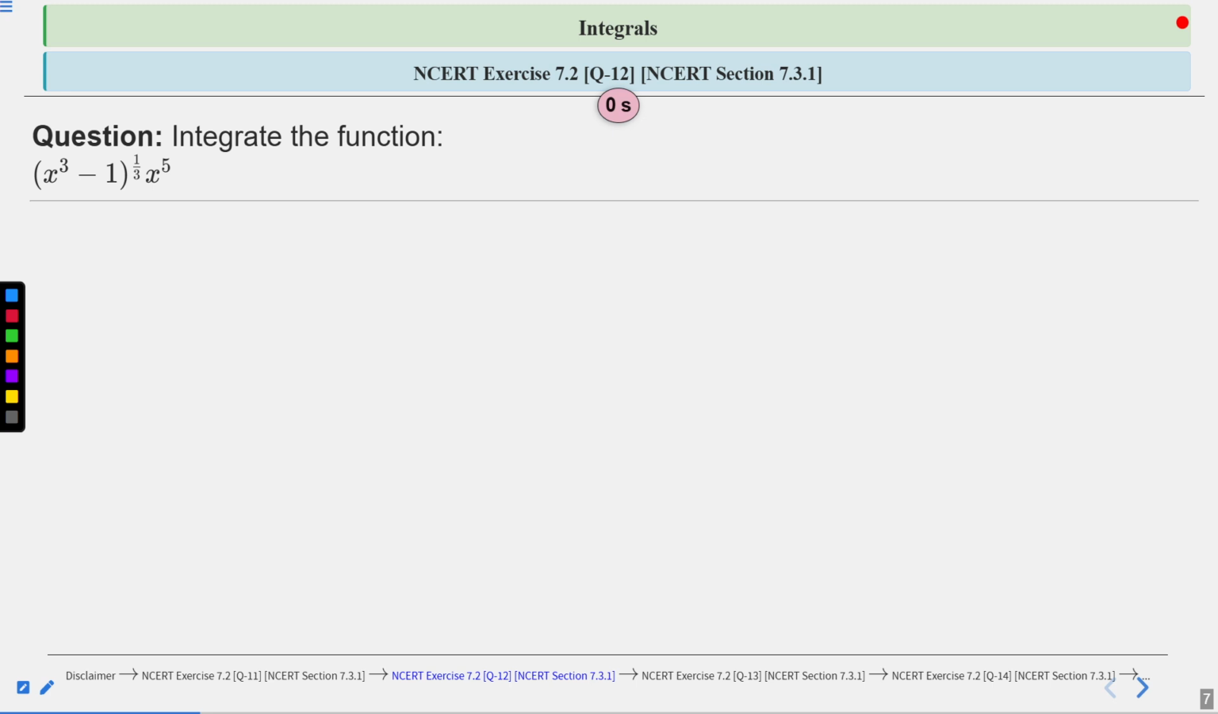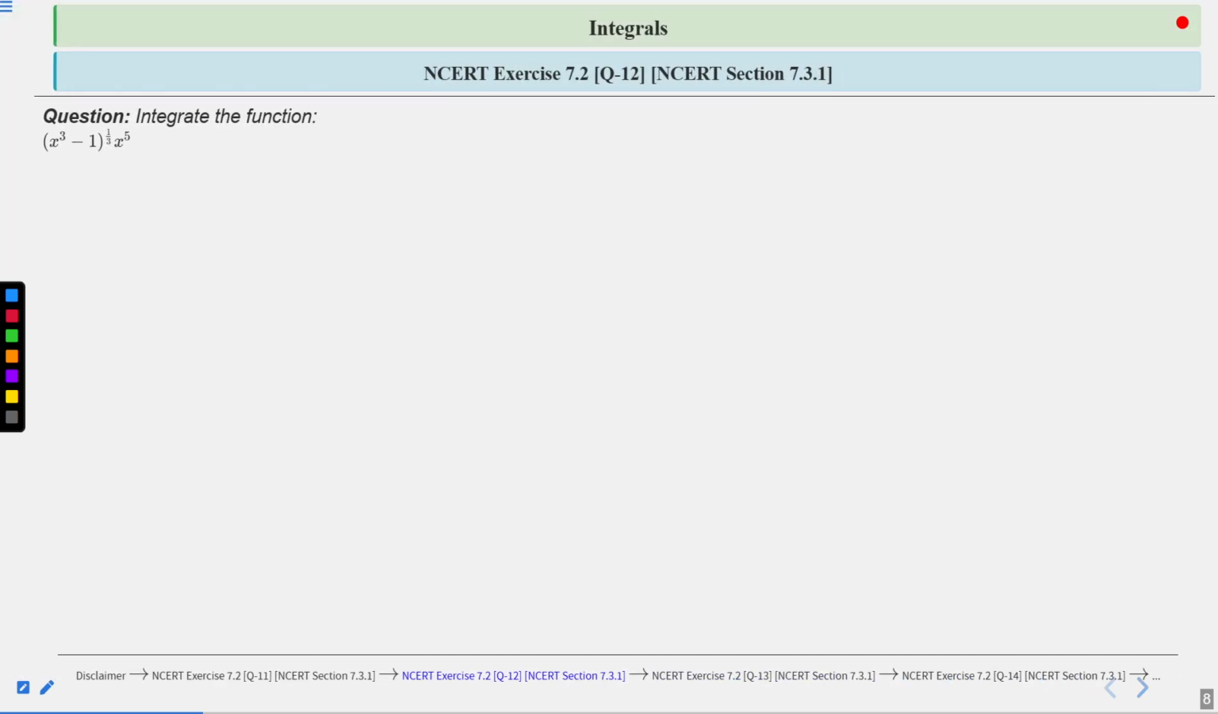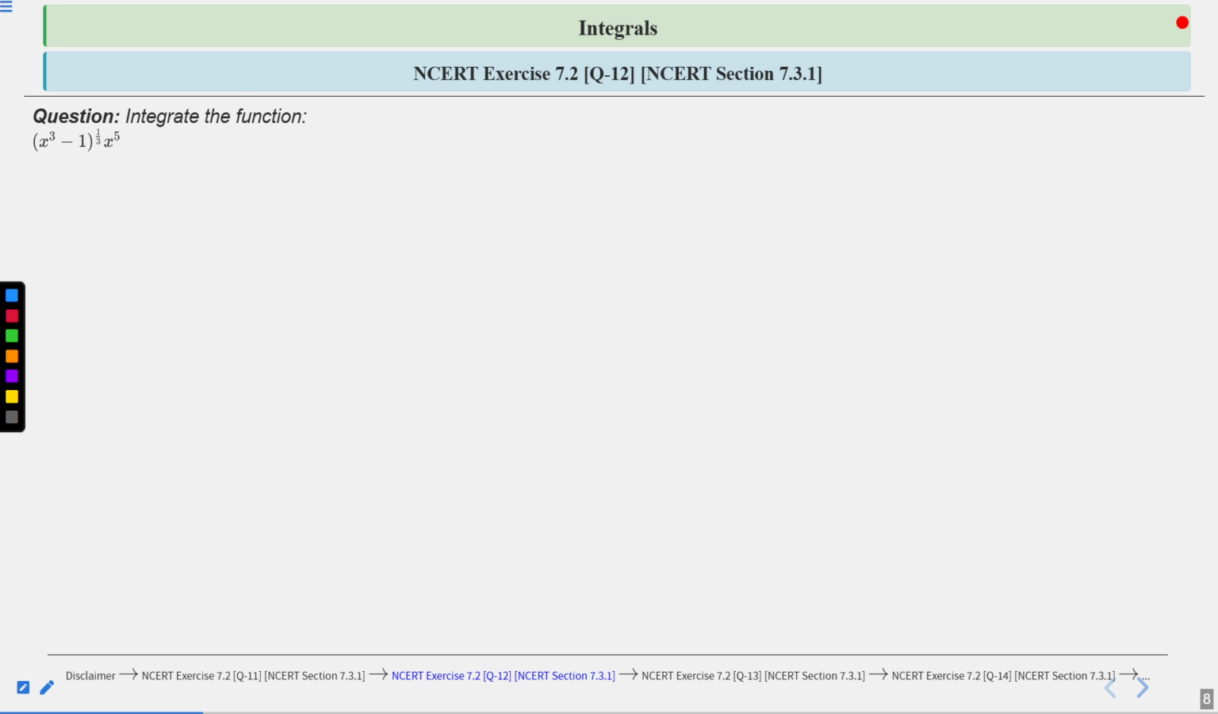Hope you all have attempted this. Let us see how we can solve this one. We need to integrate the function x cube minus 1 to the power 1 by 3 into x to the power 5. The correct answer of this question is basically 1 by 7 x cube minus 1 to the power 7 by 3 plus 1 by 4 x cube minus 1 to the power 4 by 3 plus c. Let us see the solution part. How can we solve this?